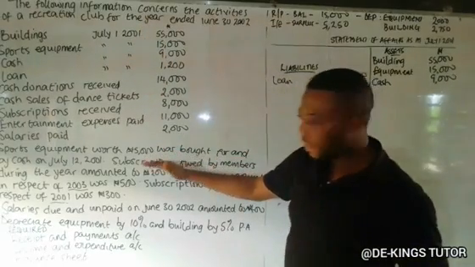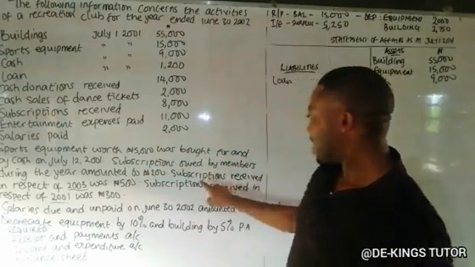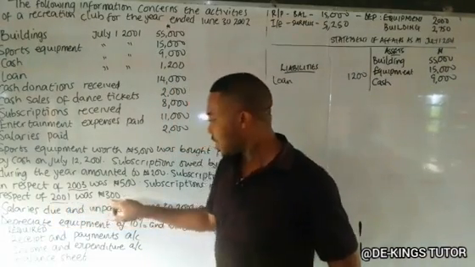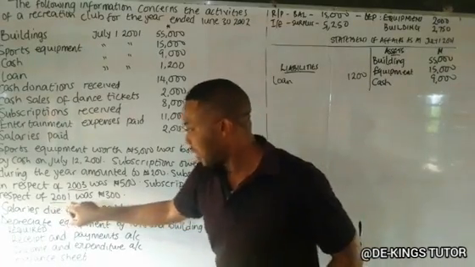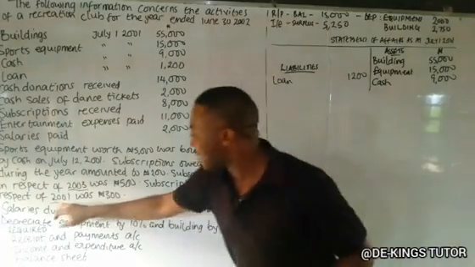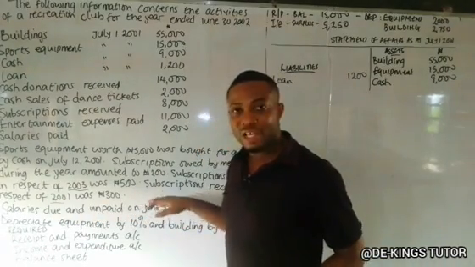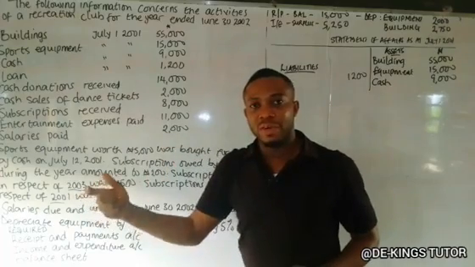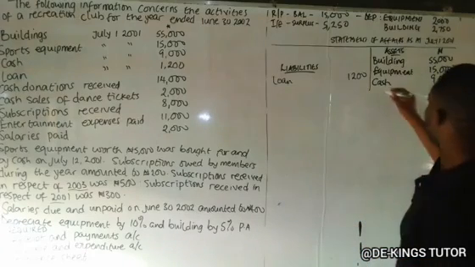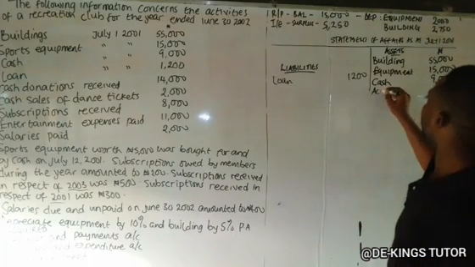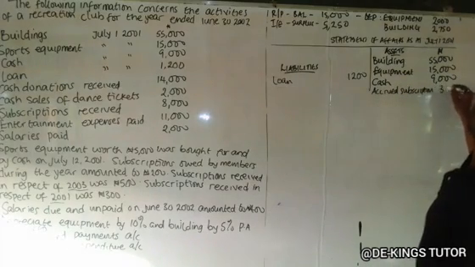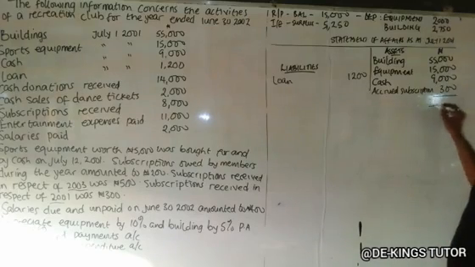Now let's check this part, other information. Remember they said subscription received in respect of 2001 was 300. So this is 2001. Okay, so it means as at then it was accrued. So it means they're having accrued subscription. And subscription is an income, which is accrued income. Okay, and an accrued income is a current asset. So it will come here as accrued subscription, which is 300.